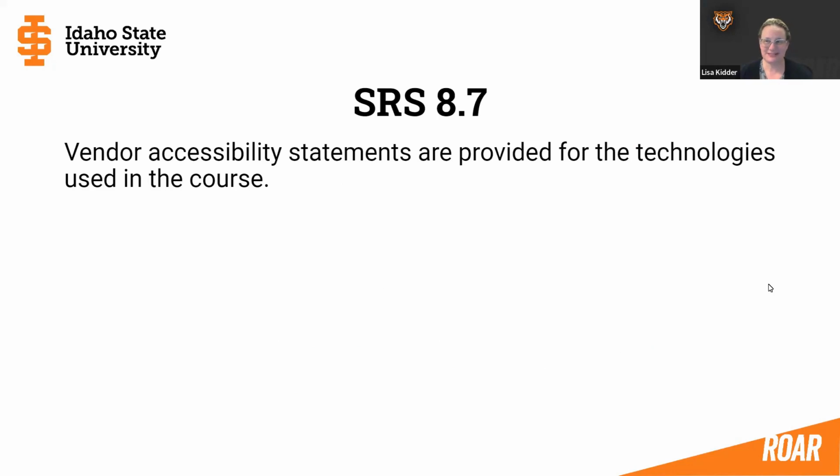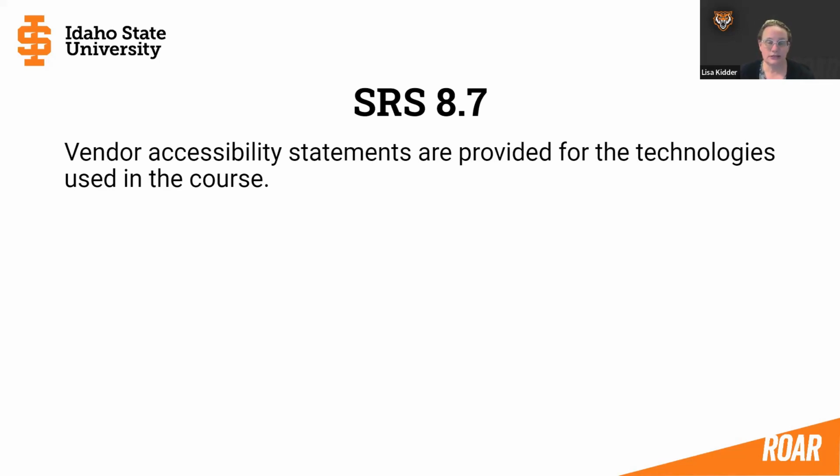Specific Review Standard 8.7 talks about the vendor accessibility statements and that they're provided for the technologies used in the course. As you select technologies, accessibility needs to be something that's considered. Each of the vendors that provides technology should have some sort of accessibility statement associated with it so that you and your users understand how and in what ways those technologies are accessible.